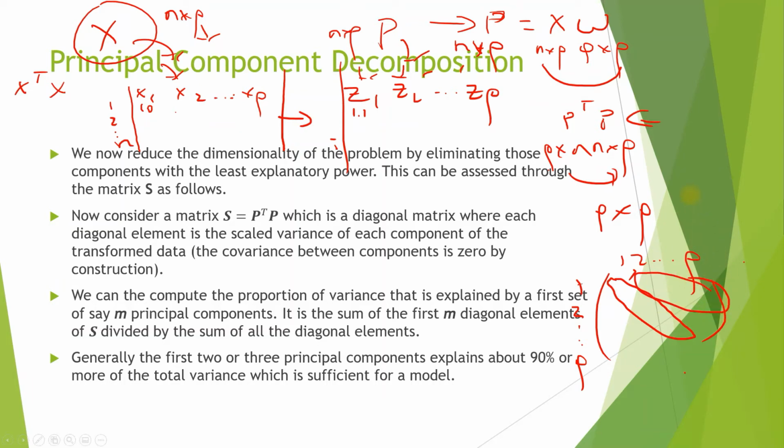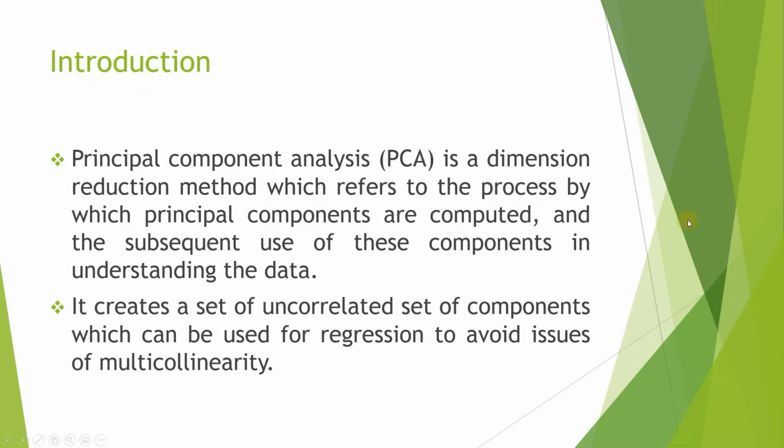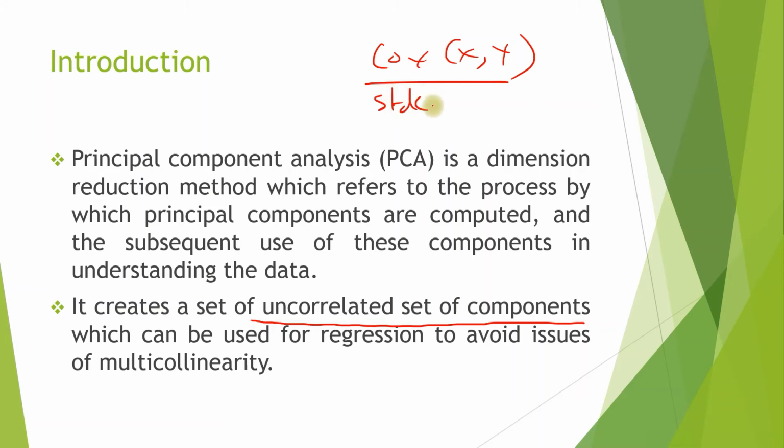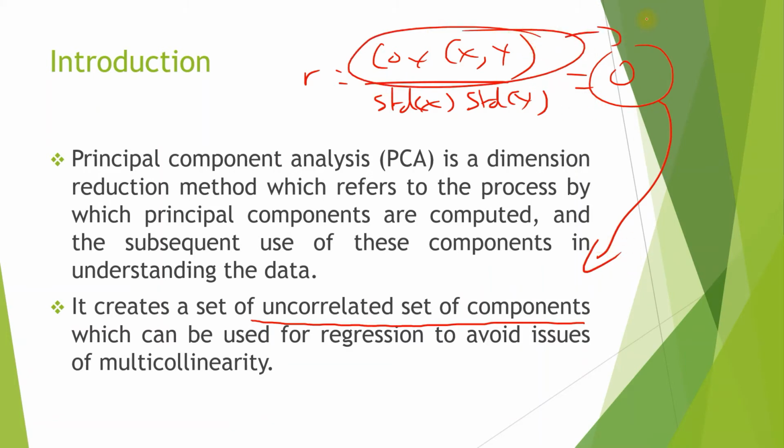I think if you have understood well what I explained earlier, what principal component is doing is that it is creating a set of uncorrelated components. What does it mean by an uncorrelated set of components? If we talk about uncorrelated components, we come to the concept of covariance. Correlation is what? The covariance of x, y over the standard deviation of x times the standard deviation of y. And if the correlation is zero, uncorrelated, how would it be zero? Only when the covariance is zero.